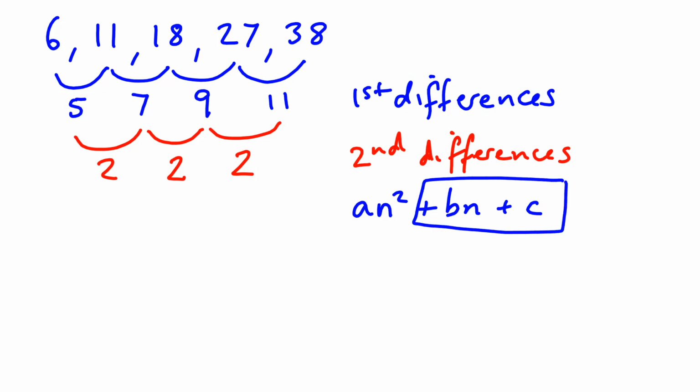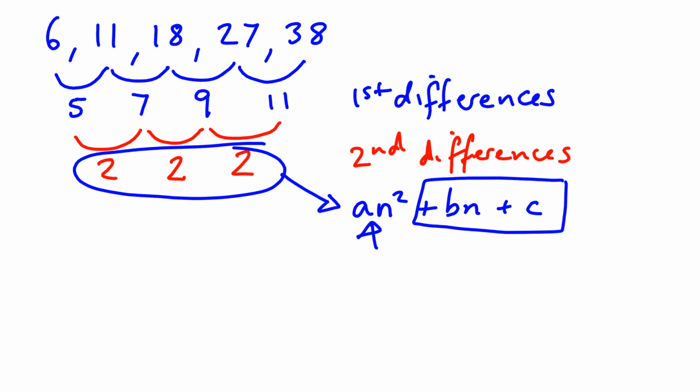And we'll come back to that later on. The first step in finding a quadratic nth term is to determine what the a is here. In other words, how many lots of n squared have I got? And the key thing here is that the value of a will always be half of these second differences. Because the second difference here is 2, a will be 1 in this case.